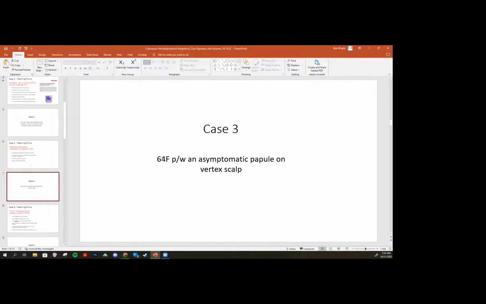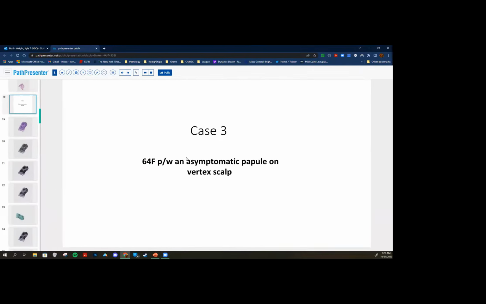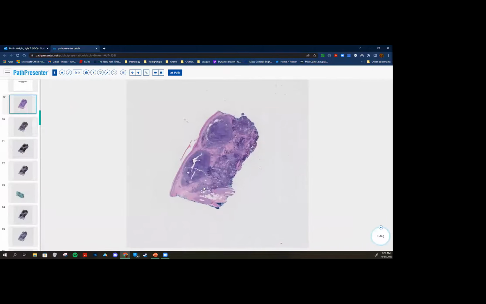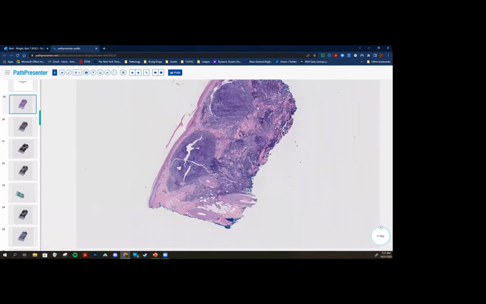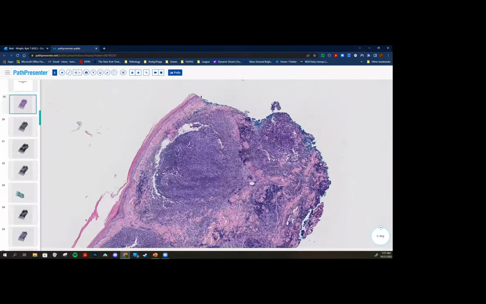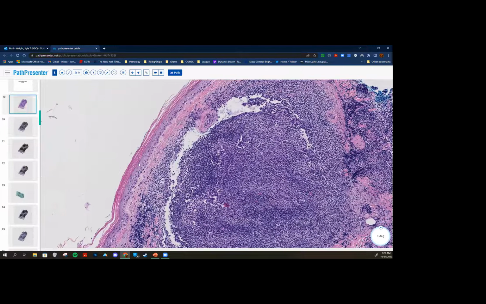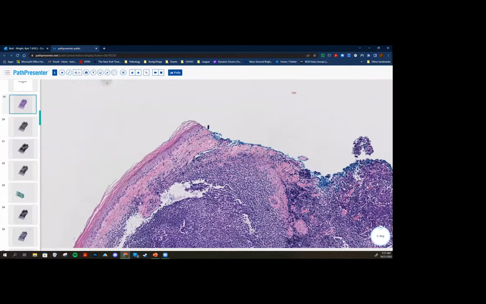Case number 3. This is a 64-year-old female presenting with an asymptomatic papule on the vertex scalp. You can see, unlike the first 2 cases, although we do have a superficial dermal infiltrate of lymphocytes, unlike the last cases which had this epidermotropism where the lymphocytes get into the epidermis, you can see here that the epidermis is fairly spared.